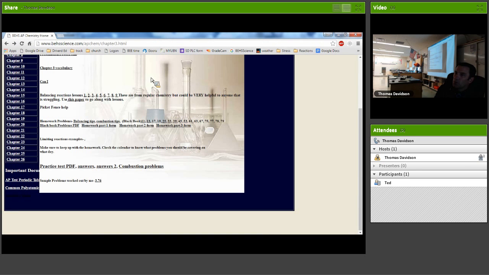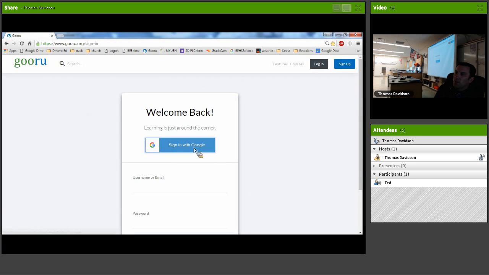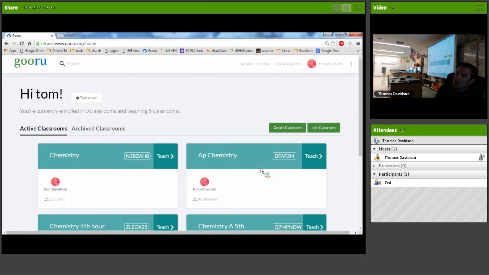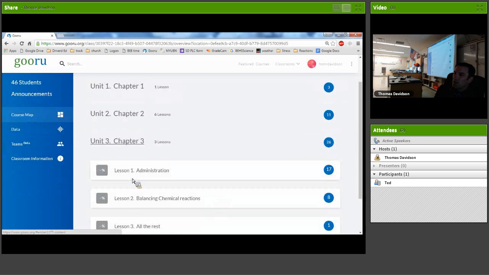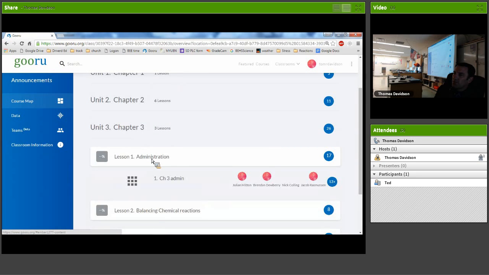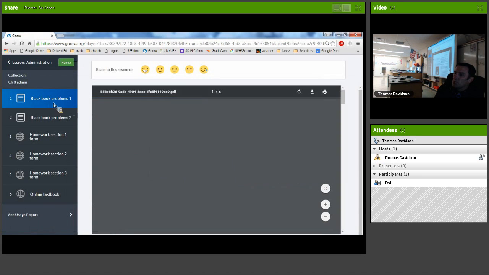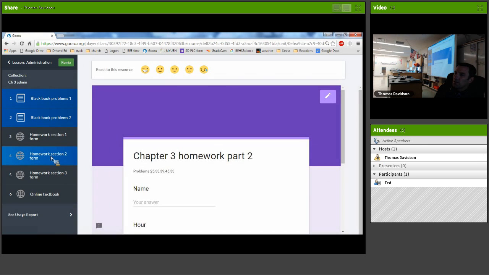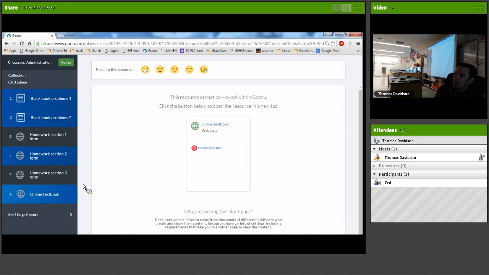If you go to Guru, you can see the same thing, just in a little different format, because I'm moving from that to this. I don't even know if it's worth my time, but I'm going to see. The administration is where you would find your articles: Black Book, Problems 1, Problems 2, Section 2 form, and it takes you to the same place.